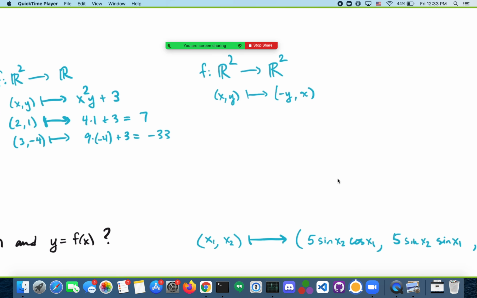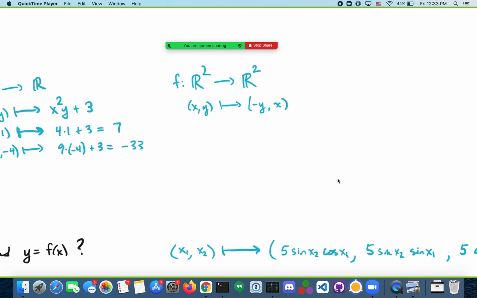Let's do another example. Here we take points in the plane and assign them to points in the plane. So the point (1, 0) goes to the point (minus 0, and then x is 1), so (0, 1). The point (1, 1) goes to the point, well, minus y is minus 1, and then x is 1, so (-1, 1). And (0, 1) would go to (-1, 0).